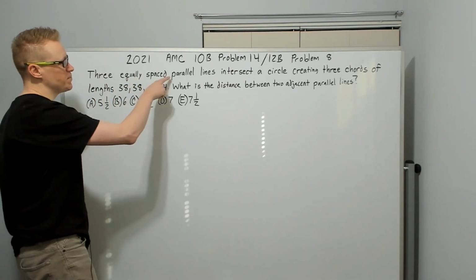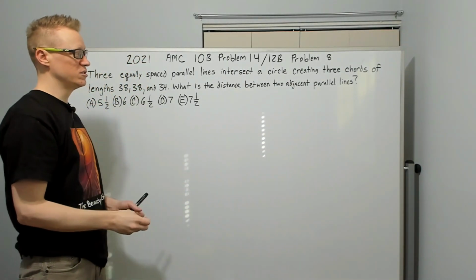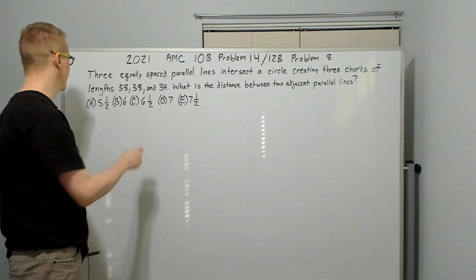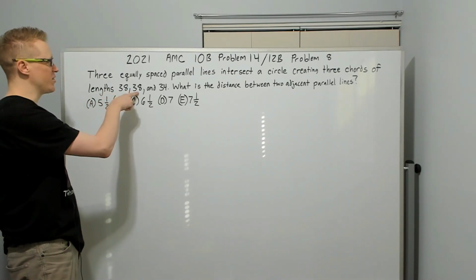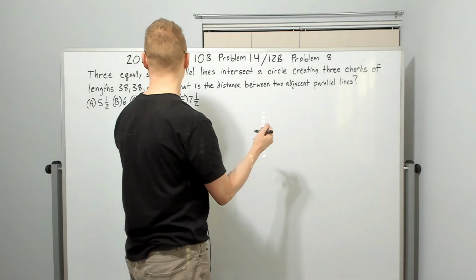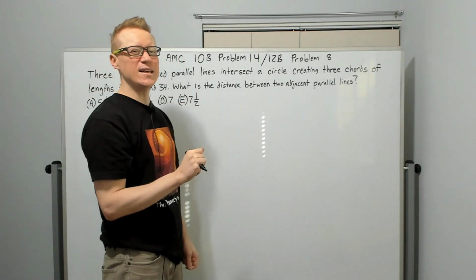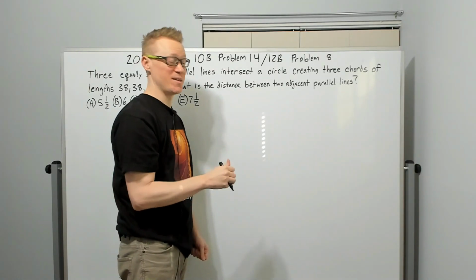Three equally spaced parallel lines intersect a circle, creating 3 chords of lengths 38, 38, and 34. So how do you get 2 chords of equal length? Only if they're the same distance from the center.